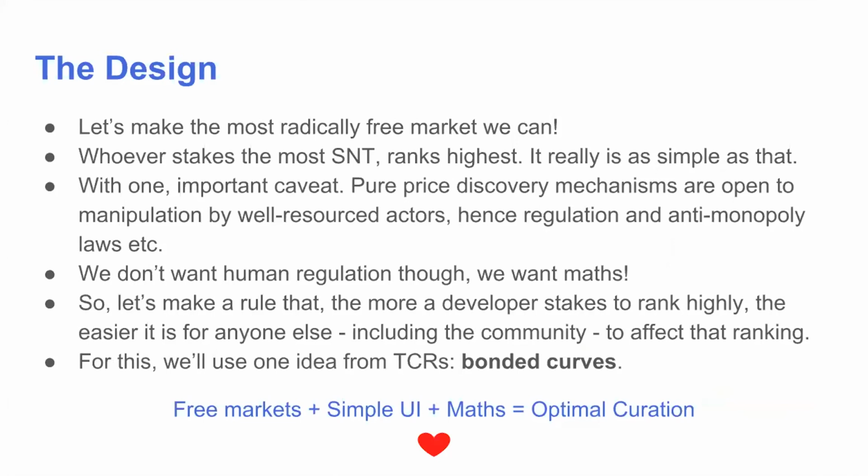It really is as simple as that. And we only introduce one very important caveat to this game. Pure price discovery mechanisms are open to manipulation by people who have lots of money, obviously, right? So they work very, very well, but in already unequal societies, they're open to various kinds of manipulation, which is precisely why we have regulation and anti-monopoly laws in place.